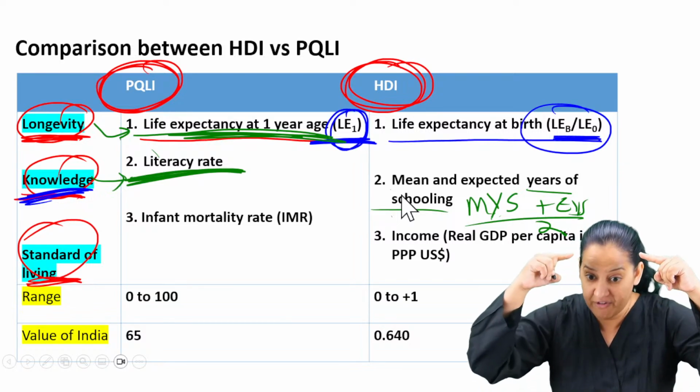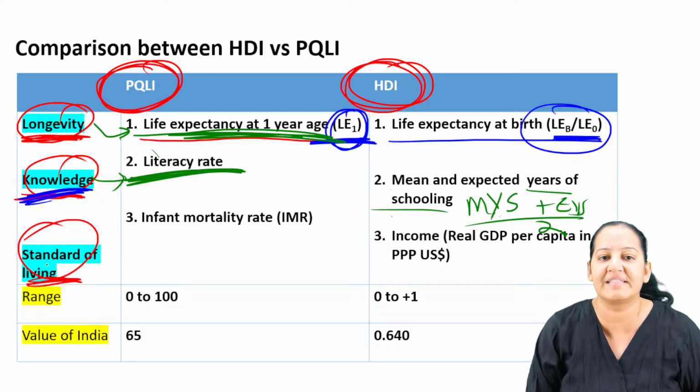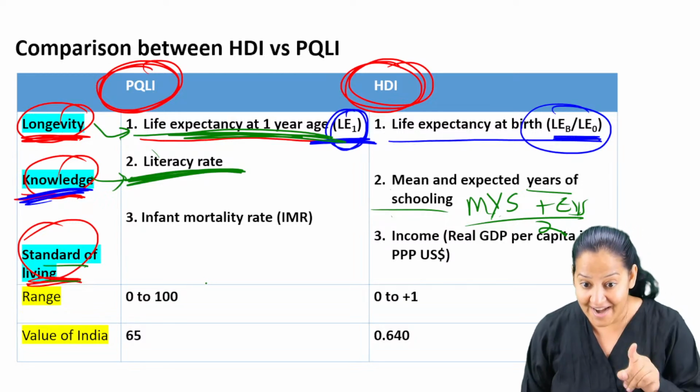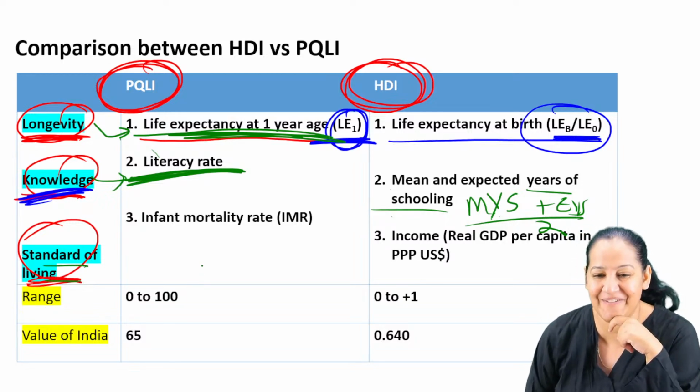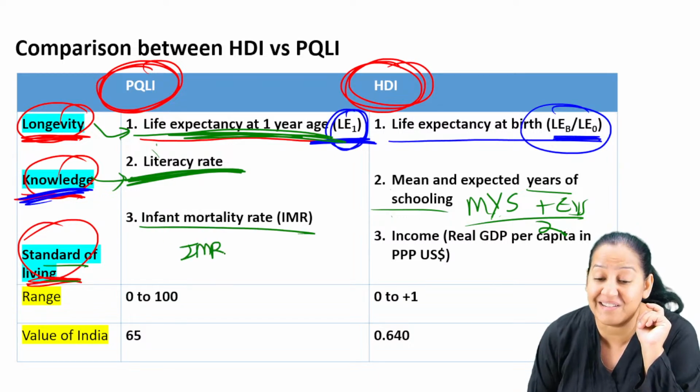So first we compared the longevity, then we saw the knowledge, and finally I'm looking at the standard of living. For standard of living, in PQLI people have taken the infant mortality rate. How many infants are dying in that country?